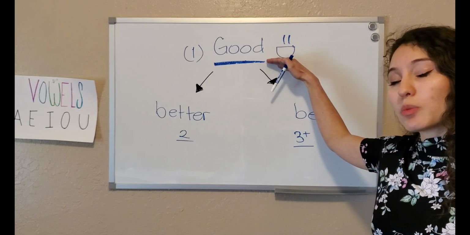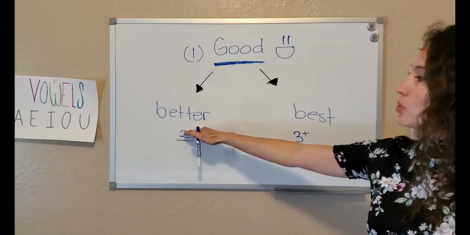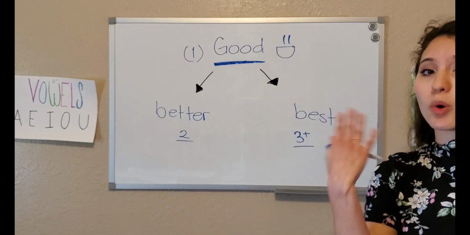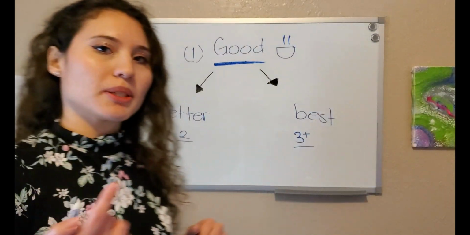When we're just describing, we use the word good. We like it, right? Good. When we're comparing between two things, we use the word better. When we're comparing between three or more, we use the word best. I'm going to explain this with some examples.